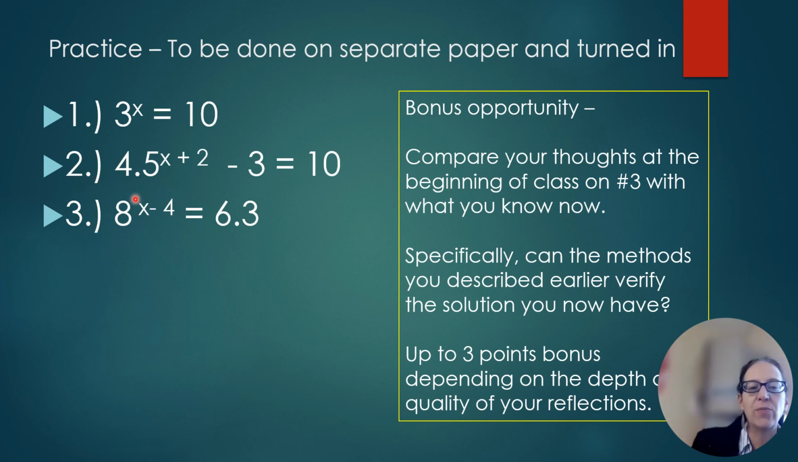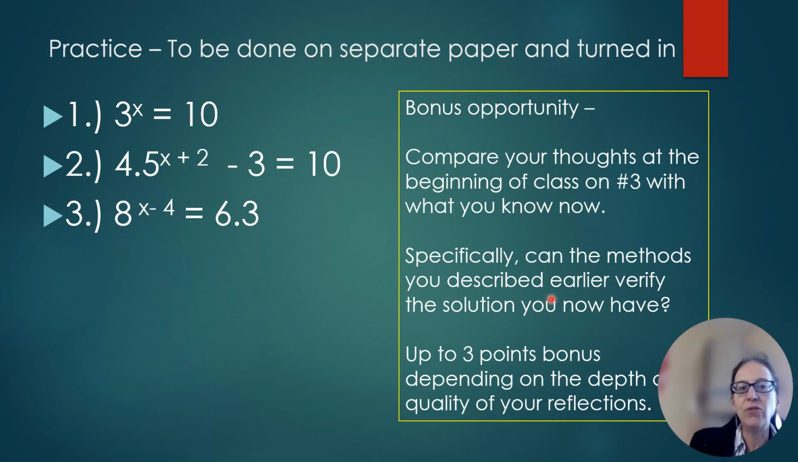And then we have the problem from the very beginning of this lesson. 8 to the x minus 4 is equal to 6.3. And at the beginning of the lesson, I asked you to try to think of some ways or some tools that you had at your disposal for coming up with an answer to that. Here's your bonus opportunity. After you solve all those, I want you to compare your thoughts at the beginning of class on number 3 with what you know now.